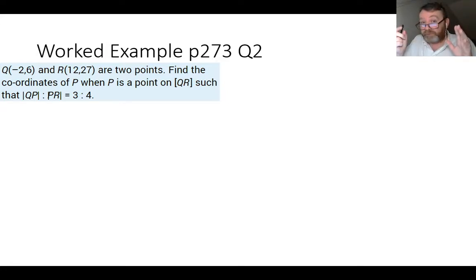I'm going to do this by inspection. Okay, I'm not going to use the formula. You can use the formula if you want to. If you wanted to use the formula, that'd be x1, y1, x2, y2, and 3 and 4 would be a and b. Fill it into the formula, get your answer. But just watch how we do this by inspection.